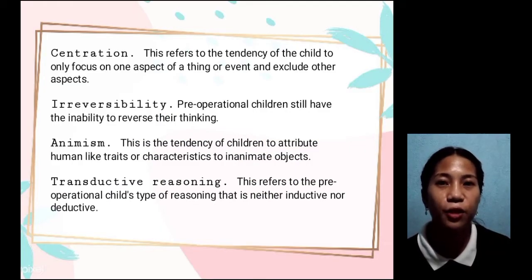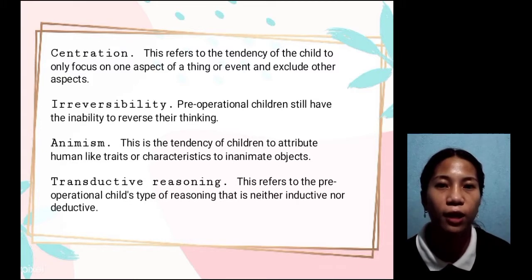Centration. This refers to the tendency of the child to only focus on one aspect of a thing or event and exclude other aspects. For example, when a child is presented with two identical glasses with the same amount of water, the child would say they have the same amount of water. However, once water from one of the glasses is transferred to an obviously taller but narrower glass, the child might say that there is more water in the taller glass.